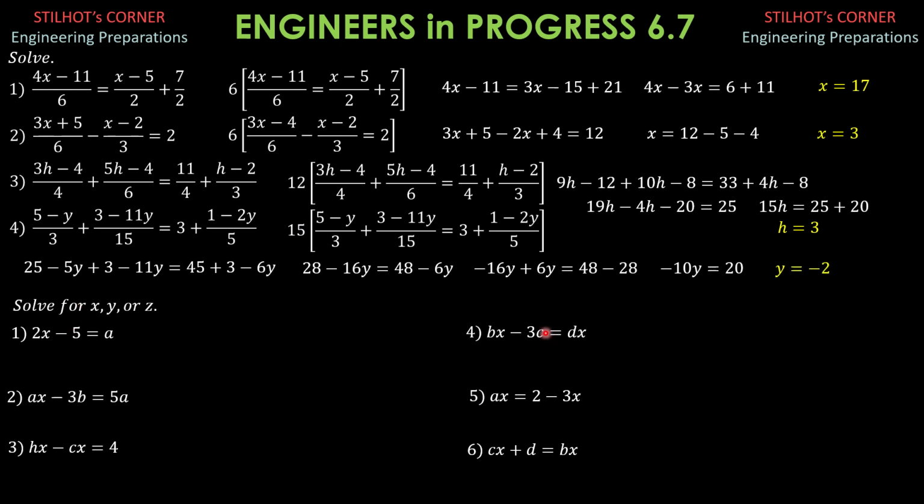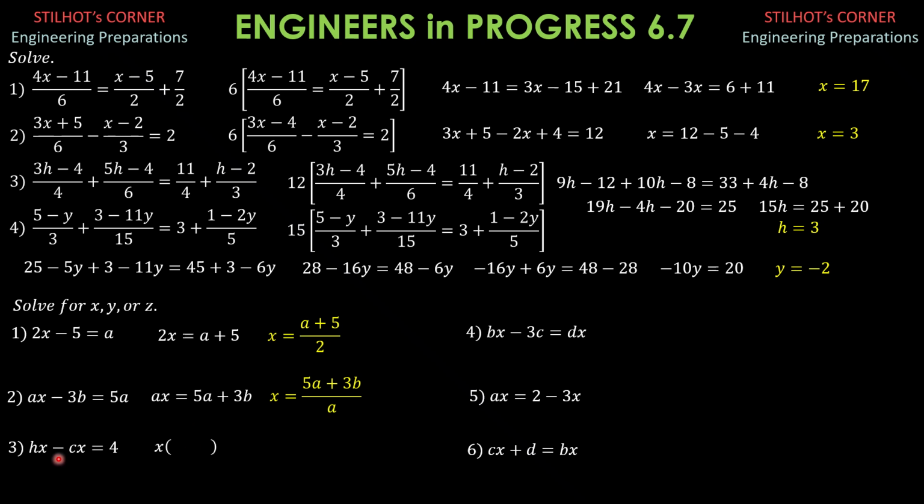For the next batch of problems, we have to solve for x, y, or z. All variables here are x, so solve for x. So first, transpose negative 5 to the right, so 2x equals a plus 5. Divide everything by 2, so x is quantity a plus 5 over 2. This is ax equals 5a plus 3b. Divide everything by a, so x is quantity 5a plus 3b over a.